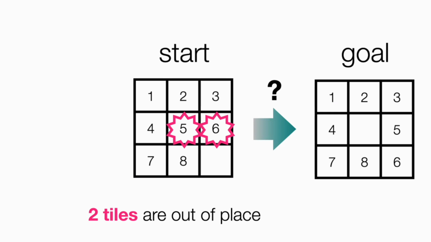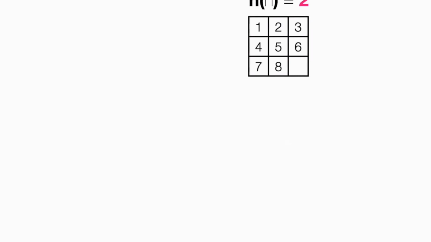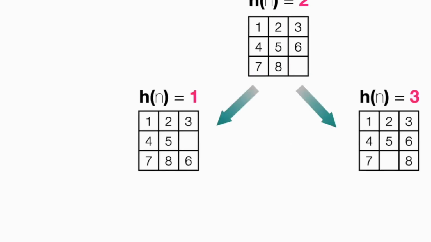Given that we've got this heuristic function, we can start to apply it to our search algorithm. Here we've got the root of our search tree, or our initial state, and we're trying to reach this goal state where all the numbers are around the edge. And we can see that the heuristic function here is 2.